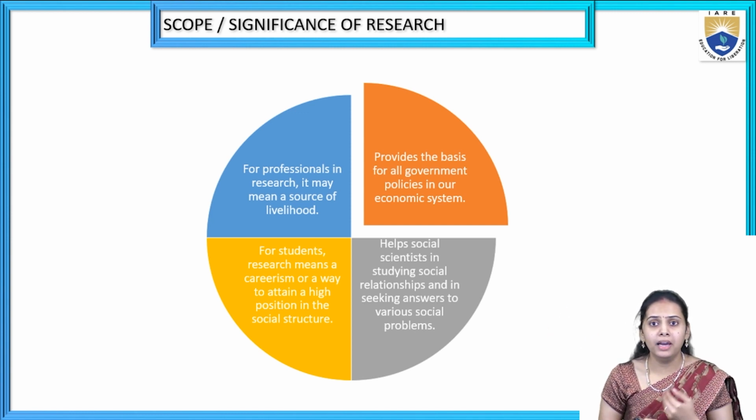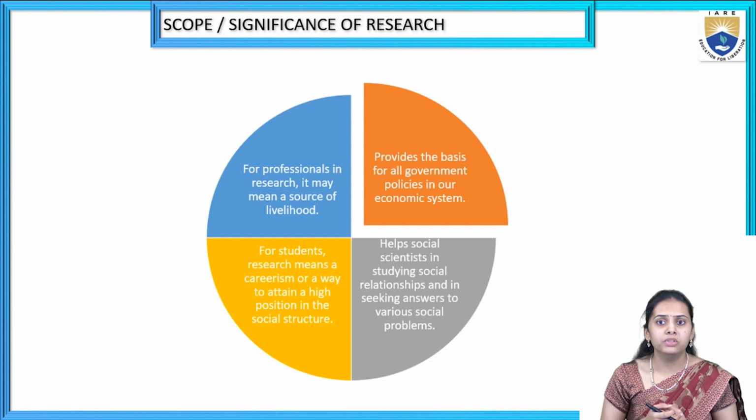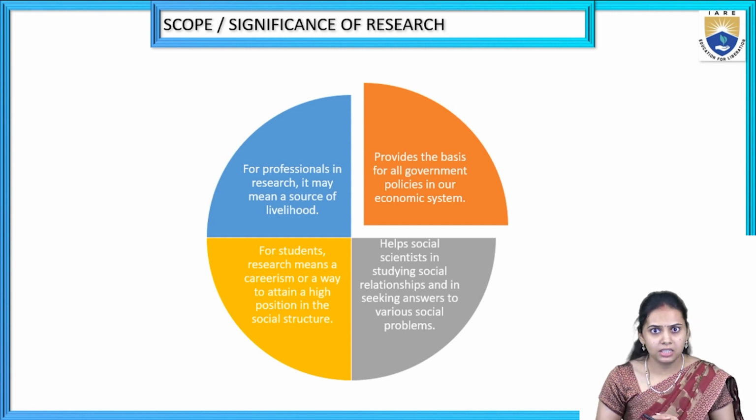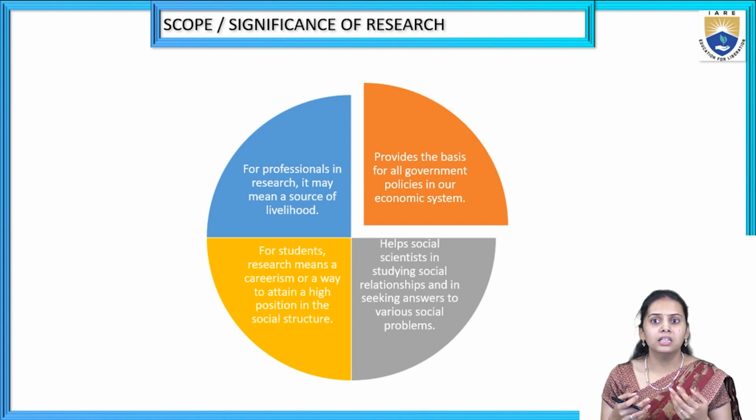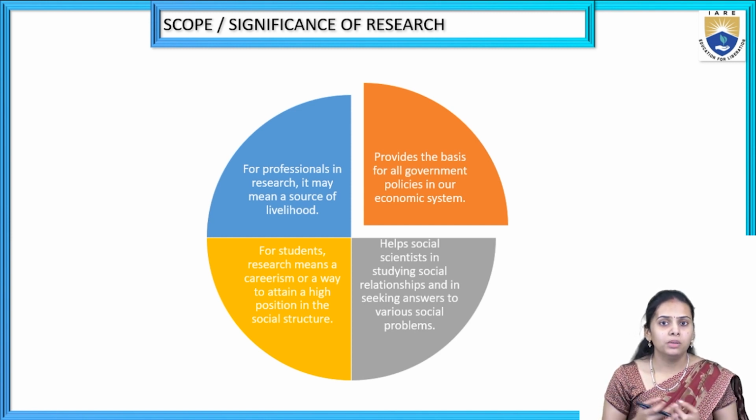And in the other manner, for students, research means careerism or a way to attain a high position in the social structure, because it gives weightage to their resume. Whereas social scientists are studying social relationships and seeking answers to various social problems to resolve social issues. How their education is put into research helps to resolve the social issues.